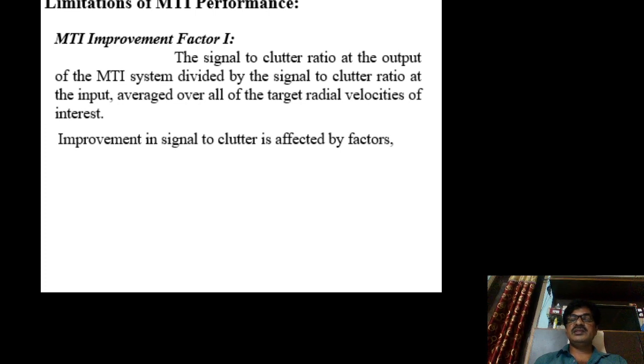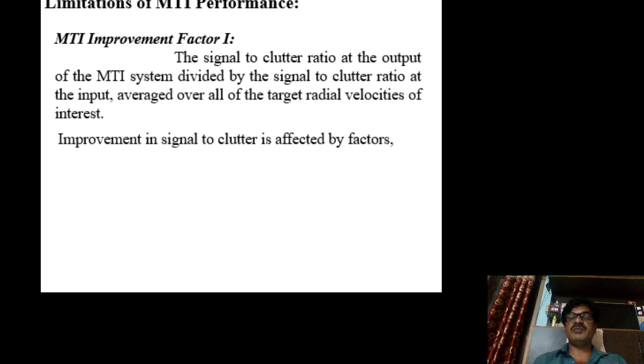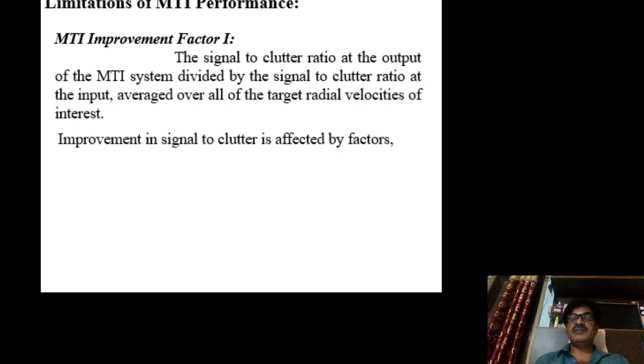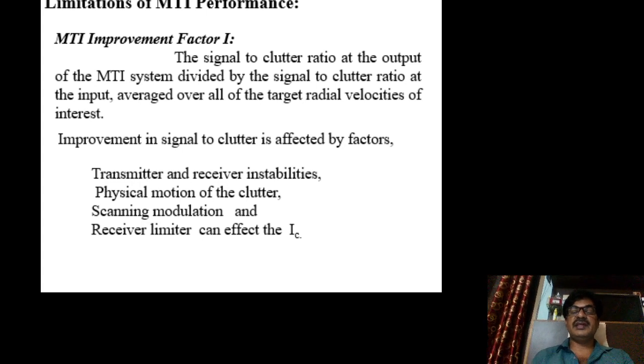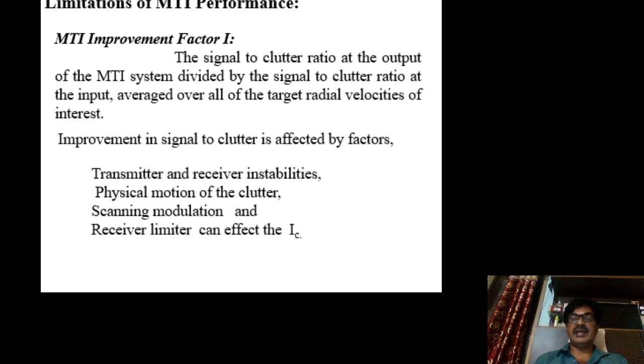Now this improvement factor should be very good in order to have good performance for an MTI radar, but it is affected by many factors like transmitter and receiver instabilities, the physical motion of the clutter, scanning modulation, and receiver limiter. So these are the reasons for the degradation of improvement factor I. Let us see how this improvement factor is related to different transmitter and receiver parameters.